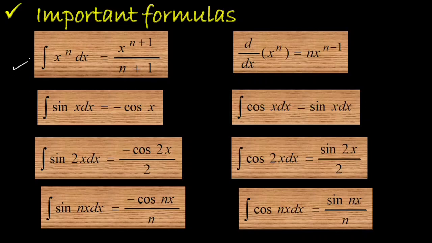Integral x power n dx is equal to x power n plus 1 divided by n plus 1, whereas d by dx of x power n is equal to n x power n minus 1. Integral sin x dx is nothing but minus cos x, whereas integral cos x dx is nothing but plus sin x. And integral sin 2x dx is equal to minus cos 2x divided by 2, and integral cos 2x dx is equal to sin 2x divided by 2. And integral sin nx dx is in general minus cos nx divided by n, whereas integral cos nx dx is equal to sin nx divided by n.